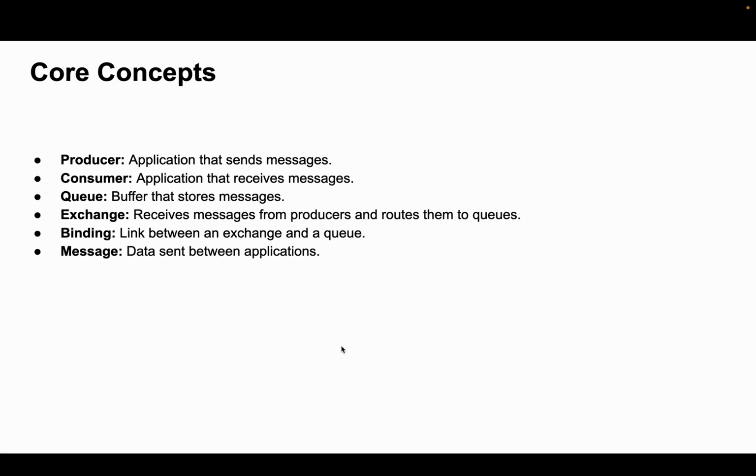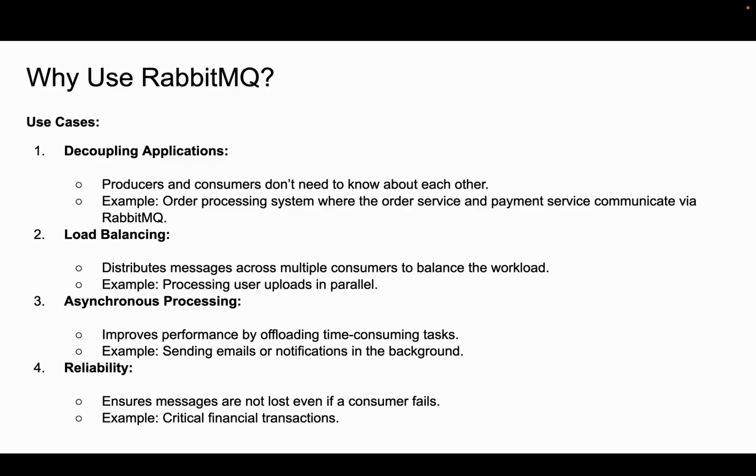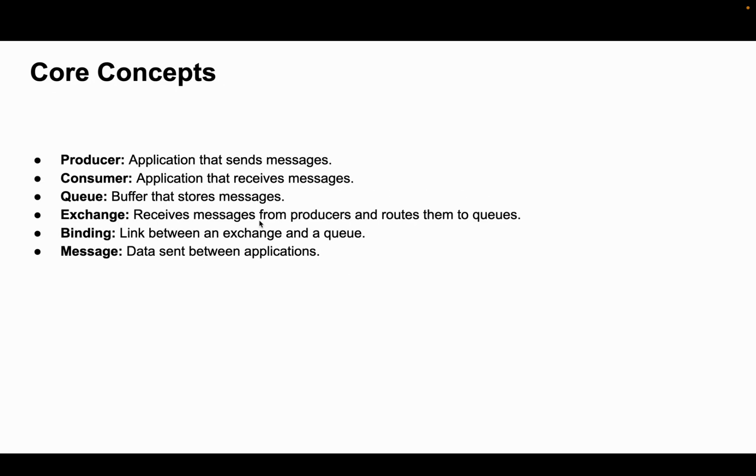Okay, so this slide was for why to use RabbitMQ, and now we are heading to the core concepts, like the architecture and the basic terminology you will face when you implement RabbitMQ in your system. So first is the producer. A producer is nothing but the application that sends messages. For a simple example, you can consider a producer as one microservice.